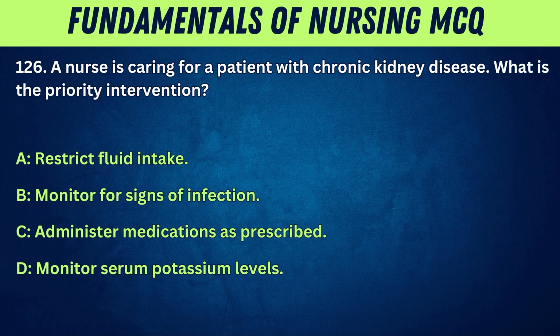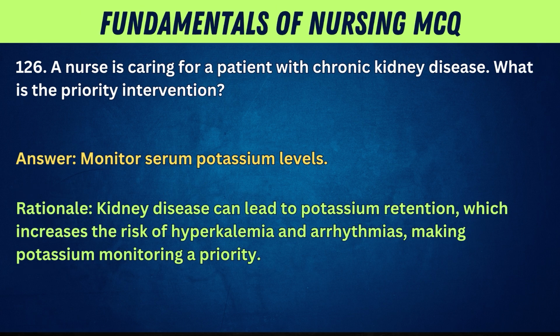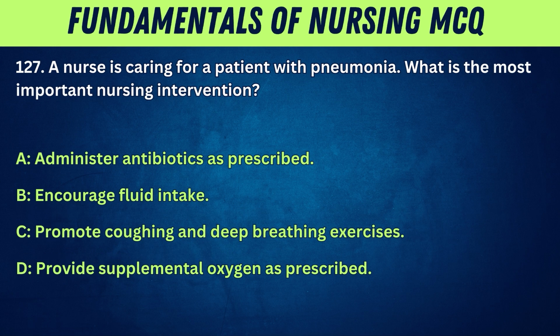126. A nurse is caring for a patient with chronic kidney disease. What is the priority intervention? A. Restrict fluid intake. B. Monitor for signs of infection. C. Administer medications as prescribed. D. Monitor serum potassium levels. Answer: Monitor serum potassium levels. Rationale: Kidney disease can lead to potassium retention, which increases the risk of hyperkalemia and arrhythmias, making potassium monitoring a priority.